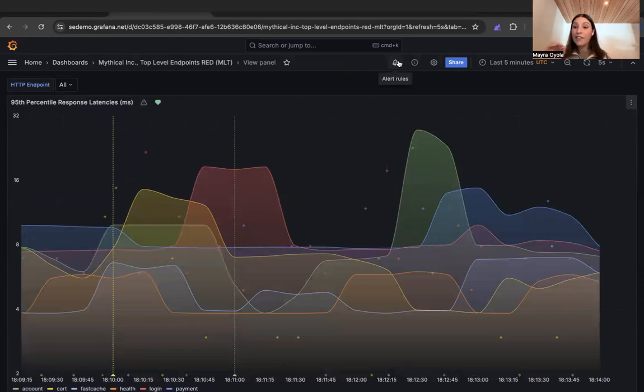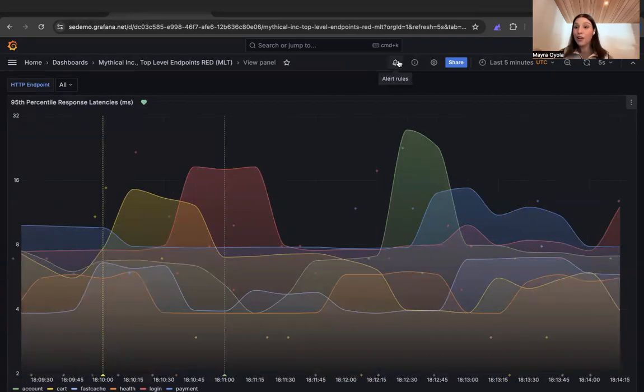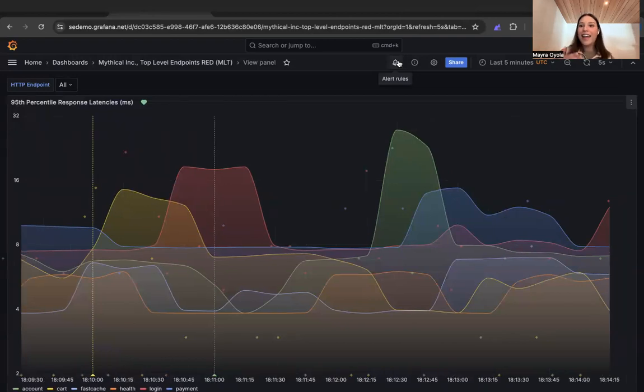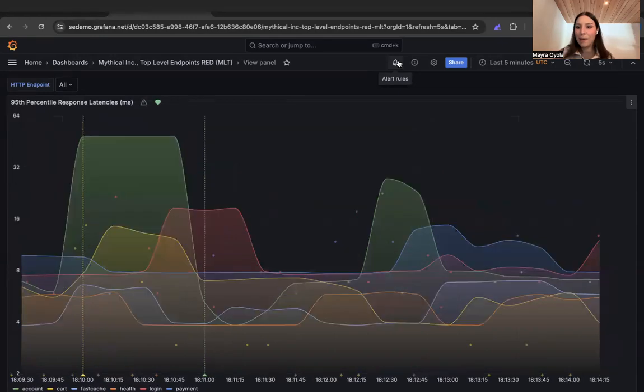We actually have alerts that are related to this dashboard as a whole. And that's going to be step 2, right? So we want the observability, we want the visibility into our systems, and then we want to start thinking proactively. I want to get alerted the second these things happen. I don't want my users to tell me about it.